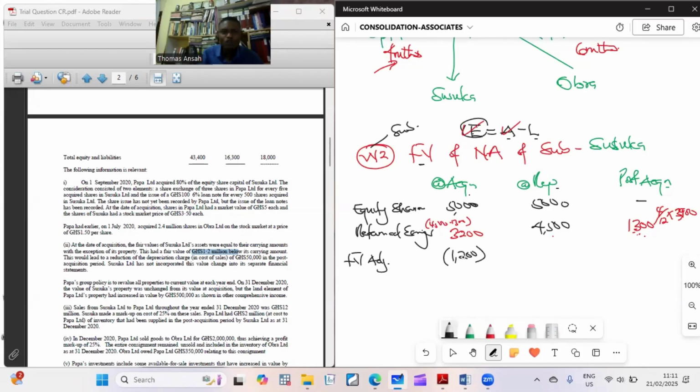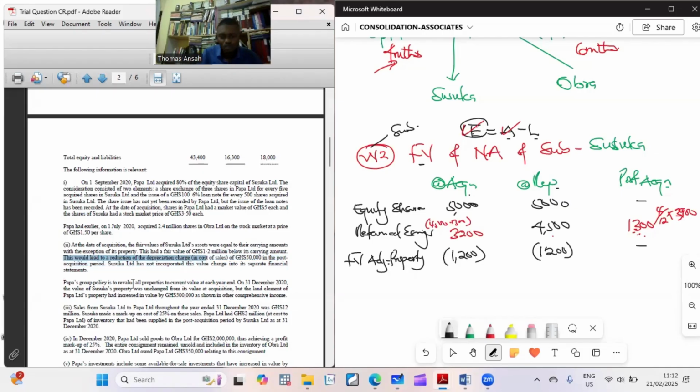Minus 1.2. If it was above, we would leave it open because you had to add it back. This one is below, so it means that the figure they recorded was higher than the fair value. So we need to subtract it. All right. So that is that. Fair value adjustment. Good. And it is a property. Property. All right. Now they said that 1.2 over the carrying amount would lead to a reduction in the depreciation.